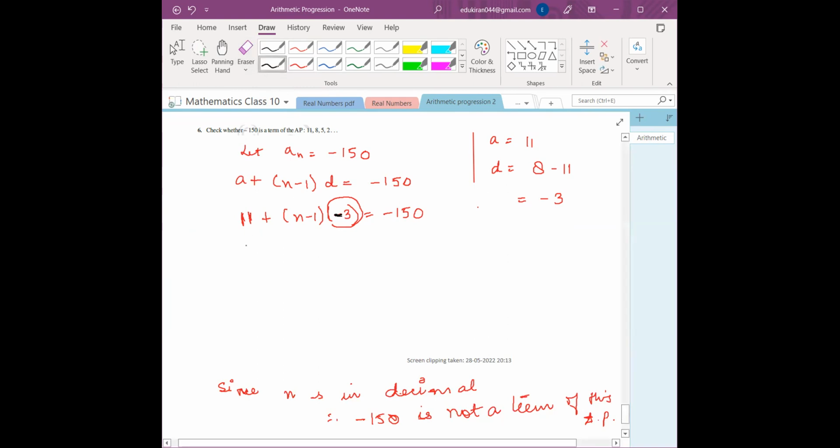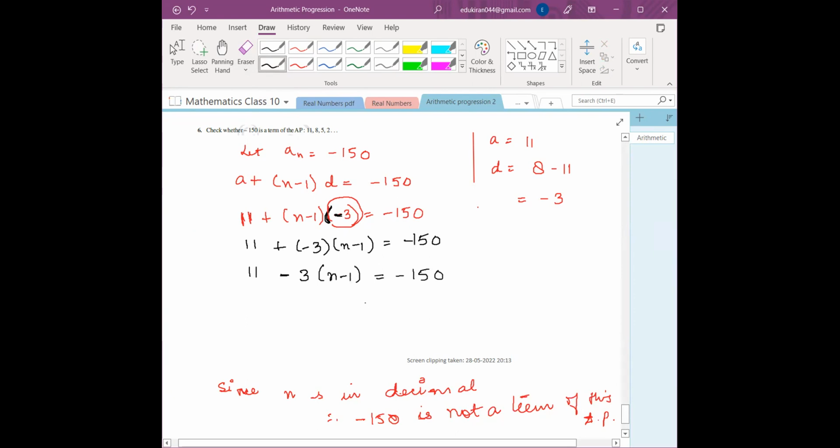See here, why not change? So 11, right? Now this minus 3 is in the multiplication, so I can write it here also. No problem. Yes? Yes, ma'am. Okay. Now open the bracket. So this minus plus will become minus. So it will be 3 into n minus 1 is equal to minus of 150.